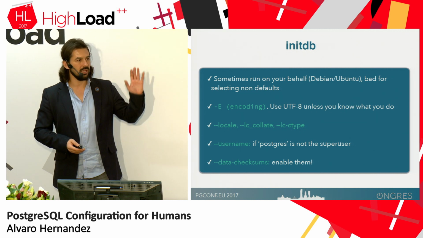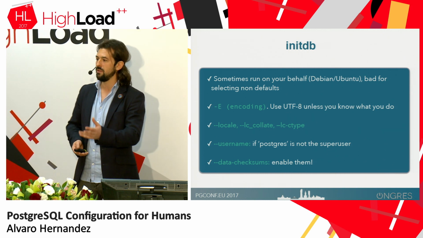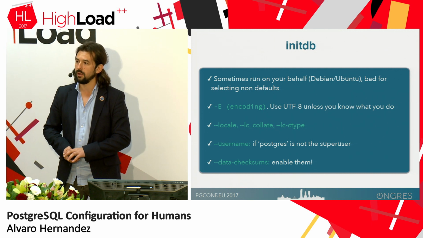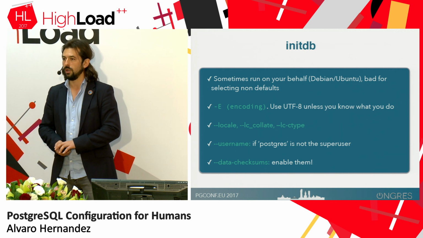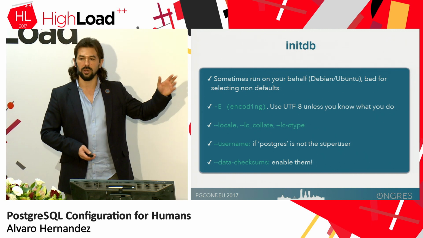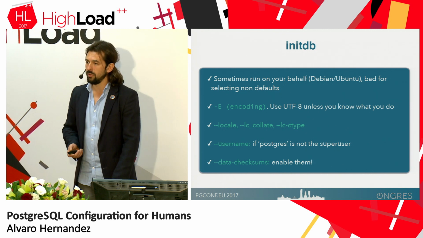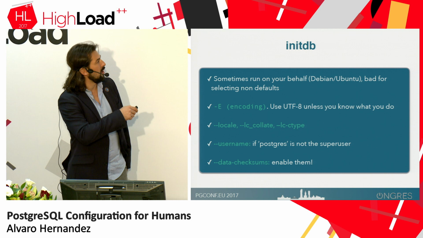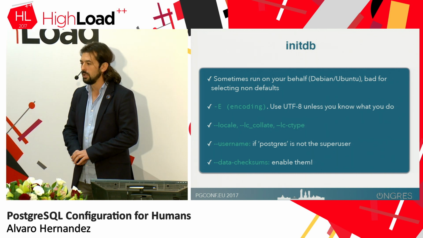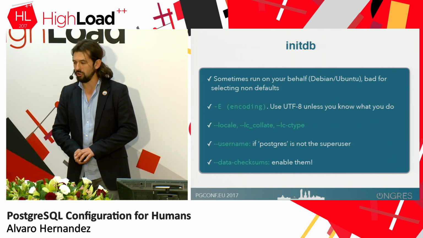initdb. I mentioned that this is the executable you use to create the initial Postgres cluster database instance. So it is sometimes run transparently for you. Distributions like Debian or Ubuntu just run initdb for you. If you want to tune it, like use non-defaults, then you need to basically delete the cluster and run it yourselves. I actually recommend you do that. And you can use some of these parameters. Encoding, unless you know what you're doing, you should probably use UTF-8. If you're not sure, use UTF-8. This is also the typical default, so nothing to change here.